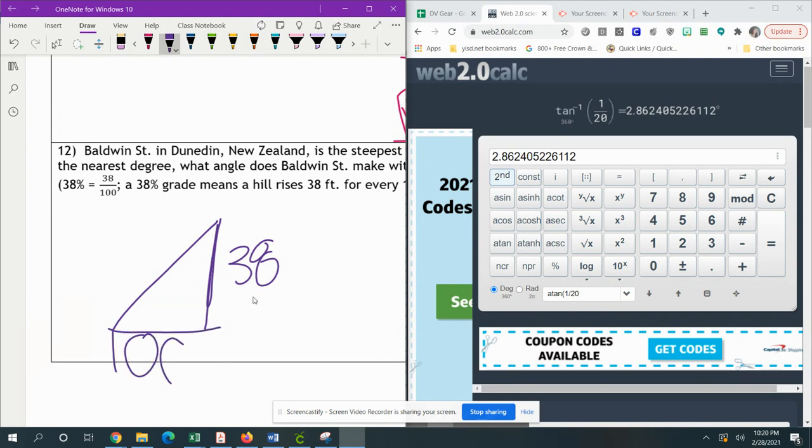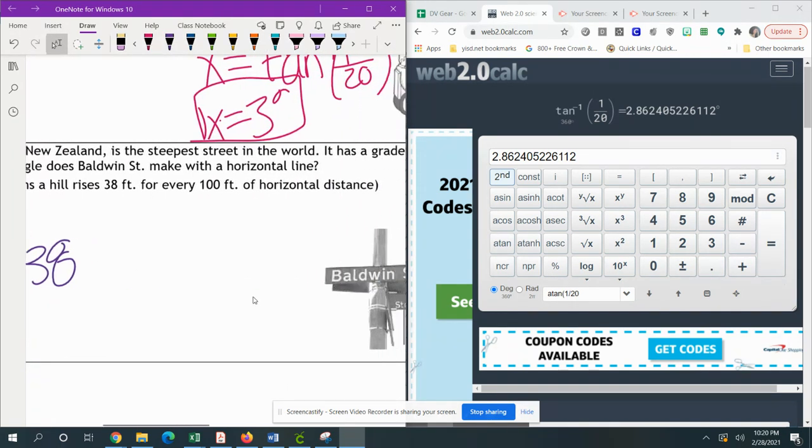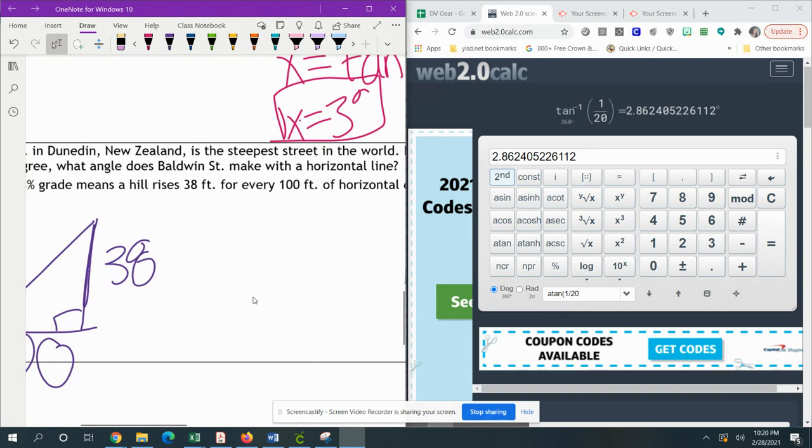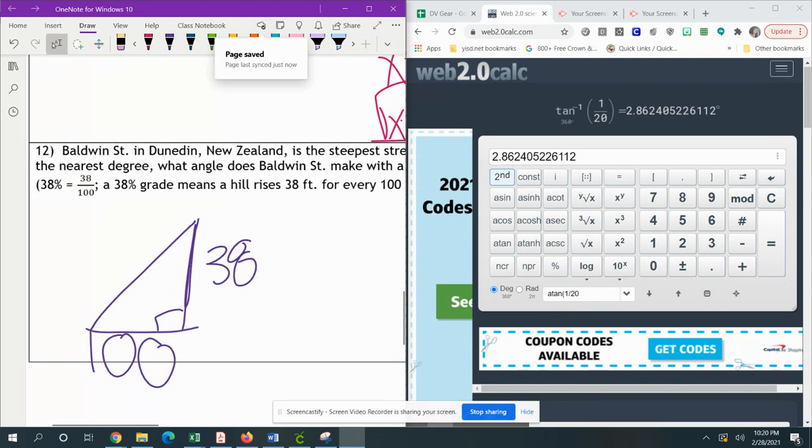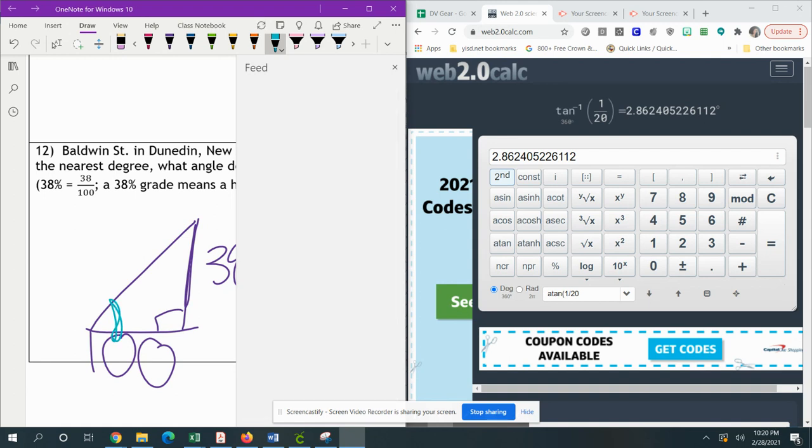If you've ever been to a hill, you'll notice there's a sign that'll say 38% or 26% or 15%. That's telling you how steep the street is. So here, it's trying to figure out which angle we're trying to find. It says, what angle does Baldwin Street make with the horizontal? So that would mean they are talking about this angle right here.